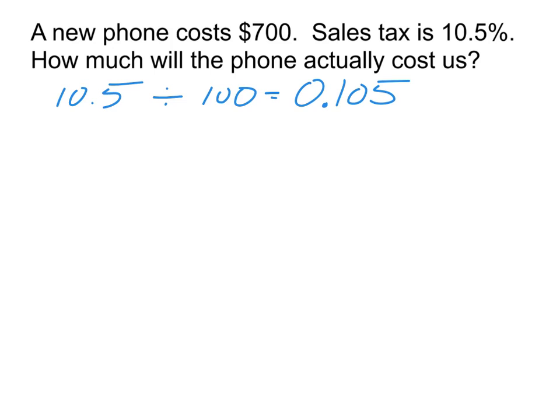Now notice how I phrased it there. I want to know what 10.5% of 700 is. That means I'm going to be multiplying. So we're going to do 700 times that 0.105.